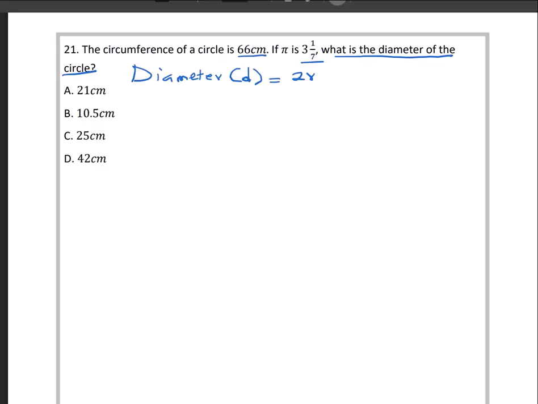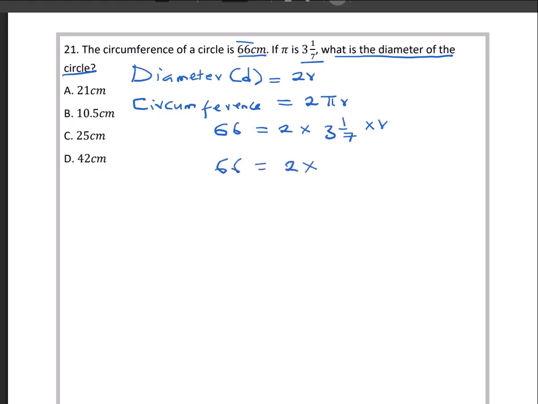But we know that the circumference of a circle, which is also known as the perimeter, is equal to 2 pi r, and then the question gives us 66. So 66 is equal to 2 multiplied by 3 whole number 1/7 multiplied by r, which is the radius. So 66 is equal to 2 multiplied by 7 times 3 is 21 plus 1, that's 22/7, and then multiplied by the radius. Let's continue. So let's just multiply this. 66 is equal to 2 times 22 is 44/7, and then multiplied by r.